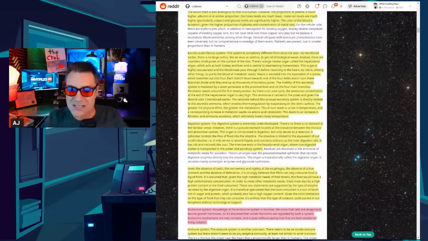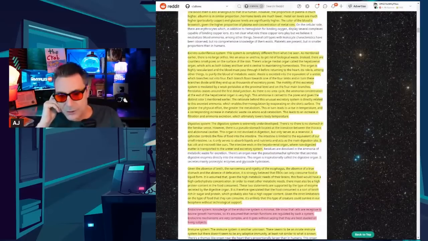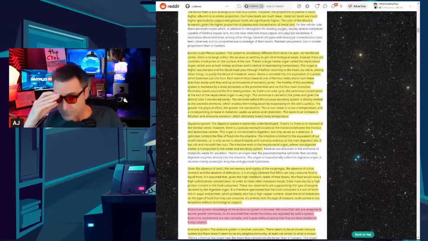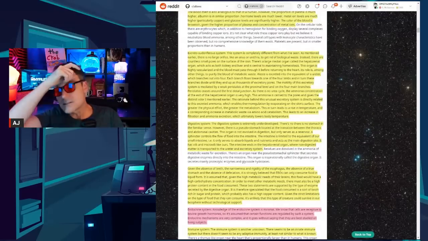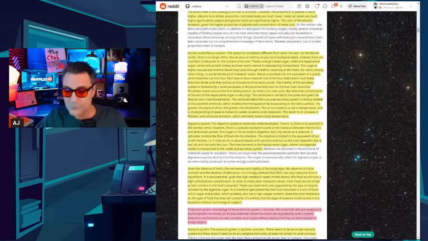A peristalsis ceases around the first distal junction. There's no urea cycle. The ammonia concentration at the exit of the hepatorenal organ is very high. Ureas are, that's our waste, right? That's ammonia and the other stuff, the minerals and whatever. This ammonia is carried to the pores and gives the distinct odor I mentioned earlier.